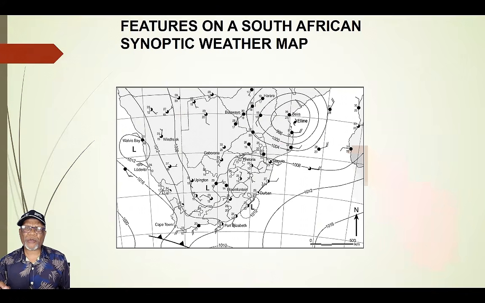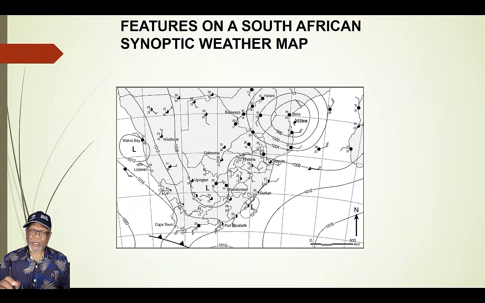Most of the climate questions will have something to do with a synoptic weather map. This is a normal synoptic weather map that you can expect, and then you should be able to identify what is the season represented on this synoptic weather map. Now let's look at what information you can use to deduce whether it is a summer or winter synoptic weather map. Number one, you have to identify the features on the map.